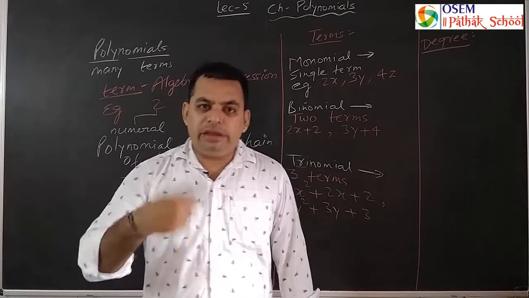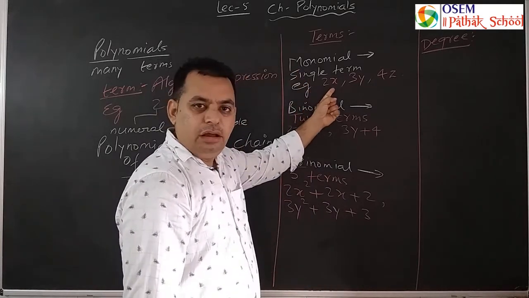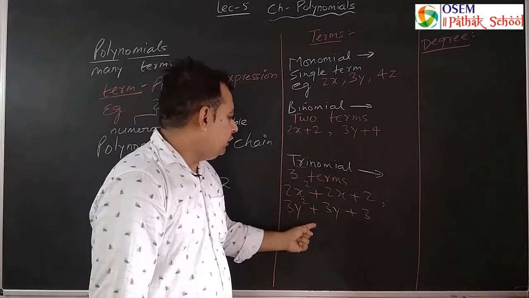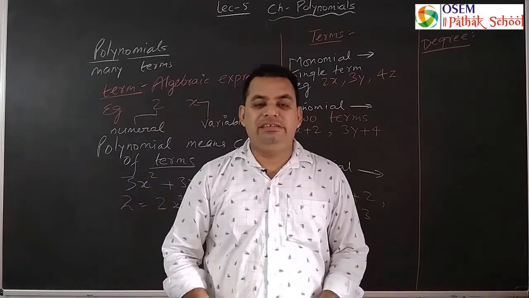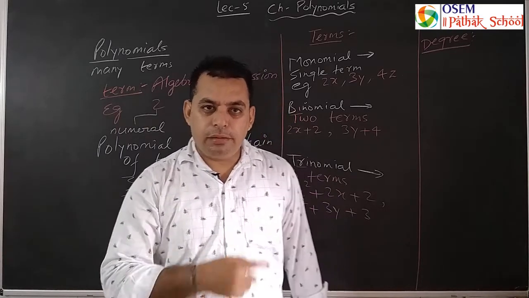Hope you have understood. Again I am making a revision of this. Monomial means having a single term. Binomial means having two terms. And trinomial means having three terms. These things you have learned in standard 9, but a short revision should be there. Right?